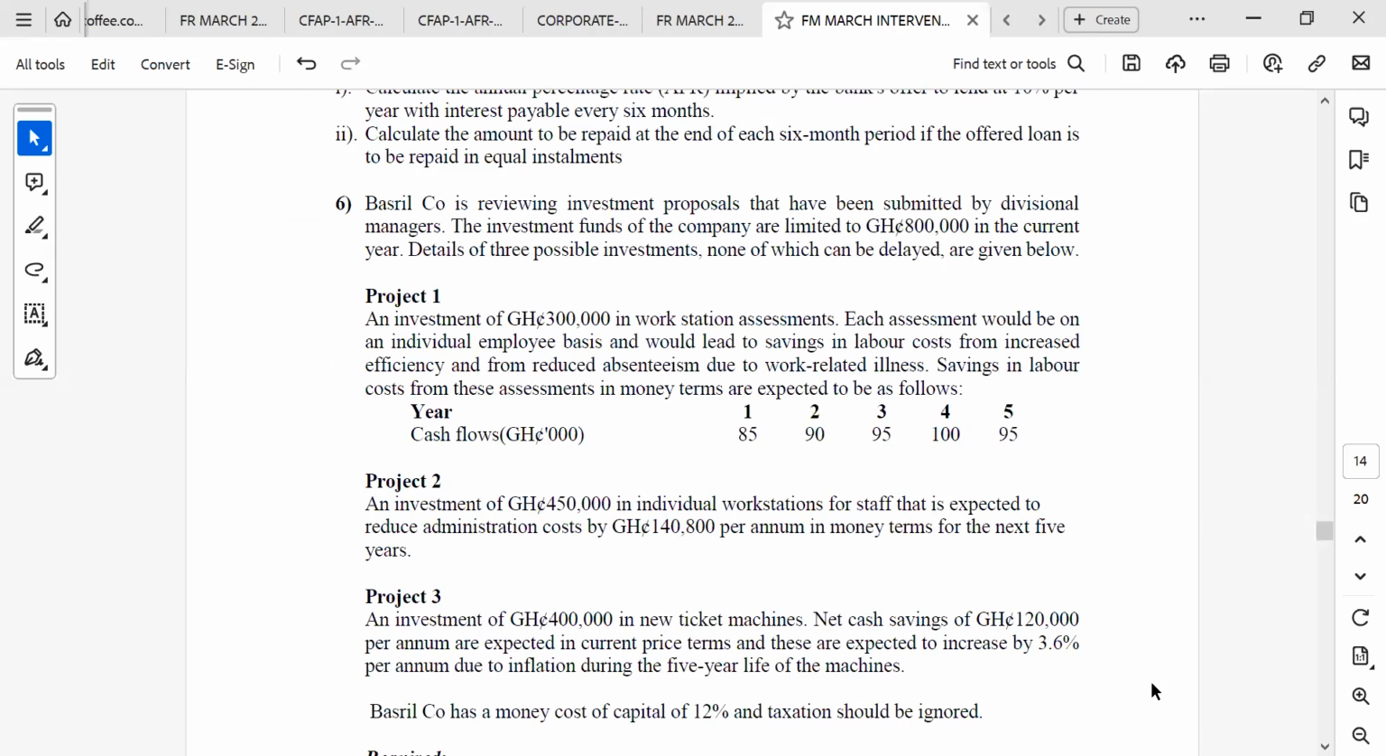Let's come to project A. The project A, the initial investment is what?